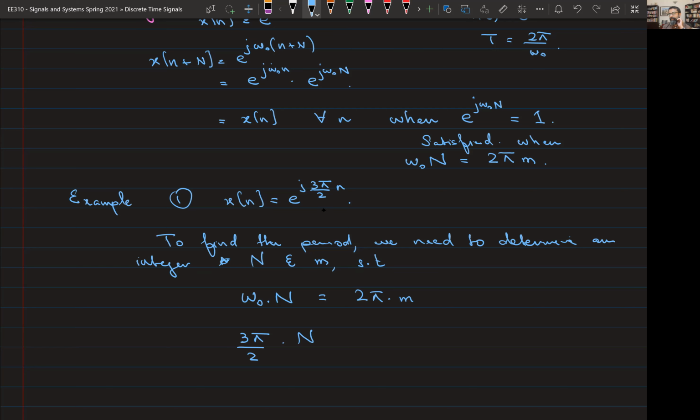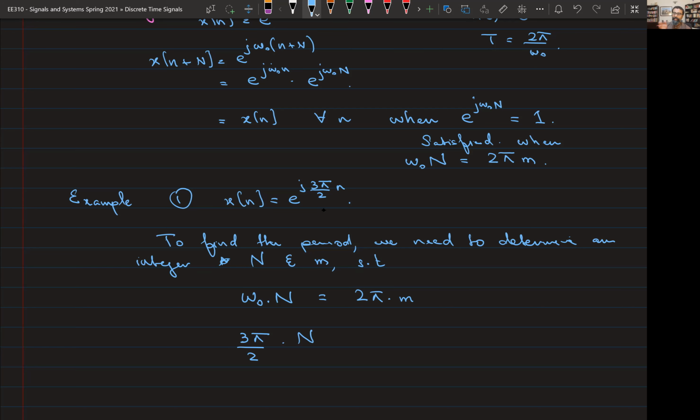What is the smallest value of capital N such that when you multiply that value of capital N with 3 pi by 2, you get something which is an integer multiple of 2 pi? And Daniel says it's 4 by 3. Excellent. But Daniel, is 4 by 3 an integer? You're going back and applying the continuous time principles here. That's the problem. That's how this is different than the continuous time case.